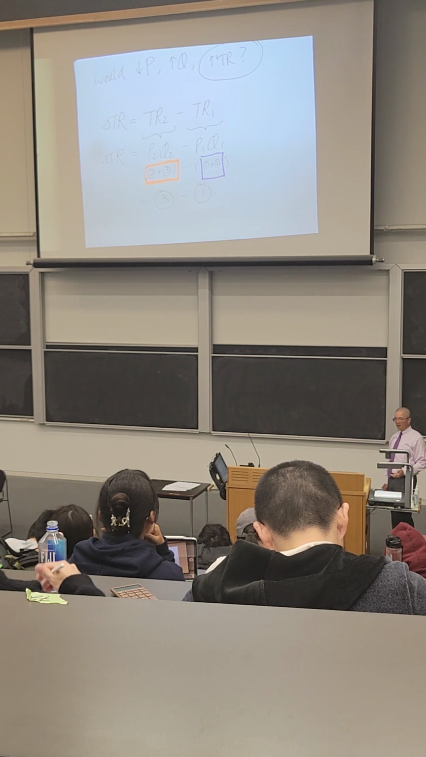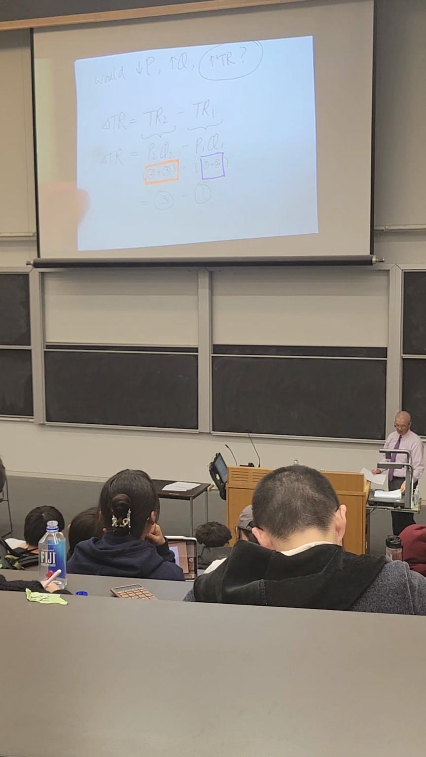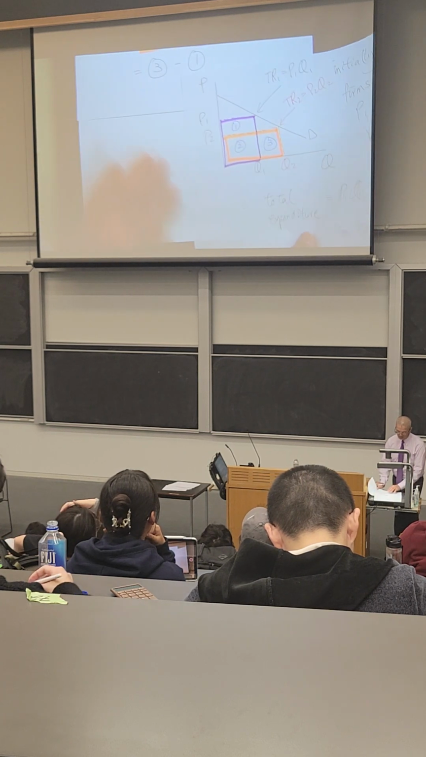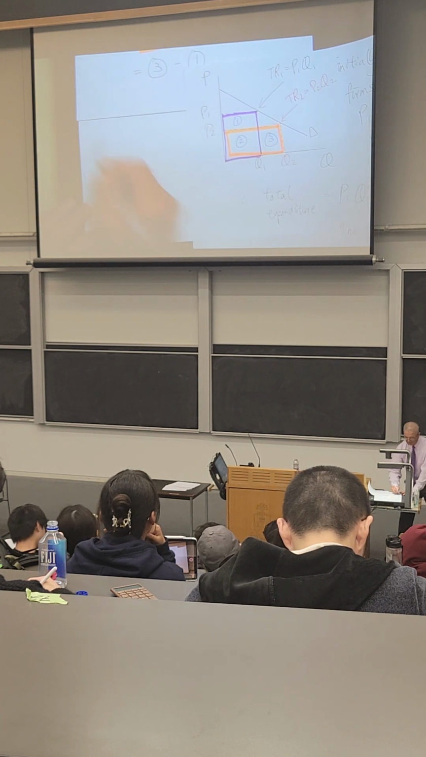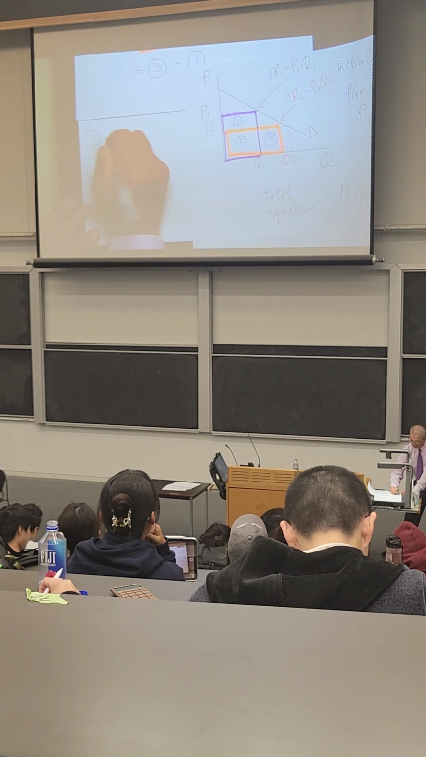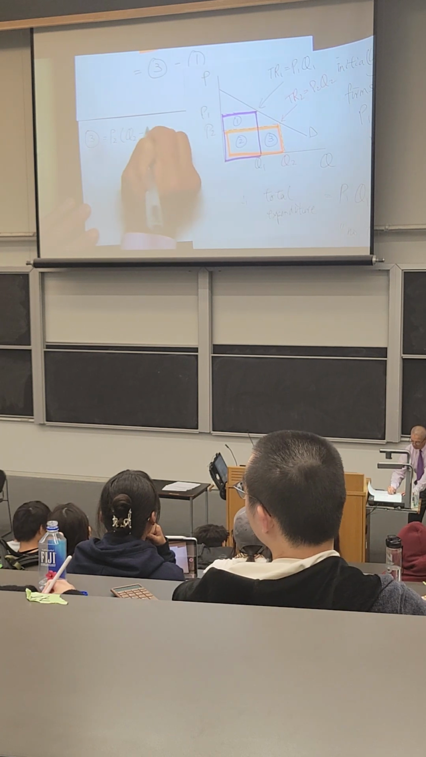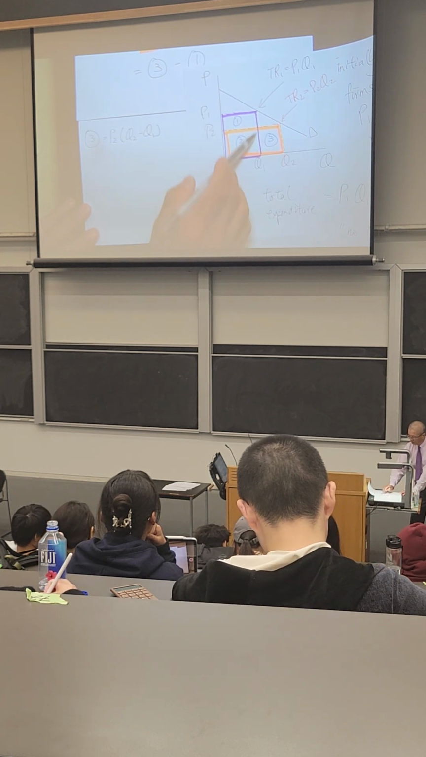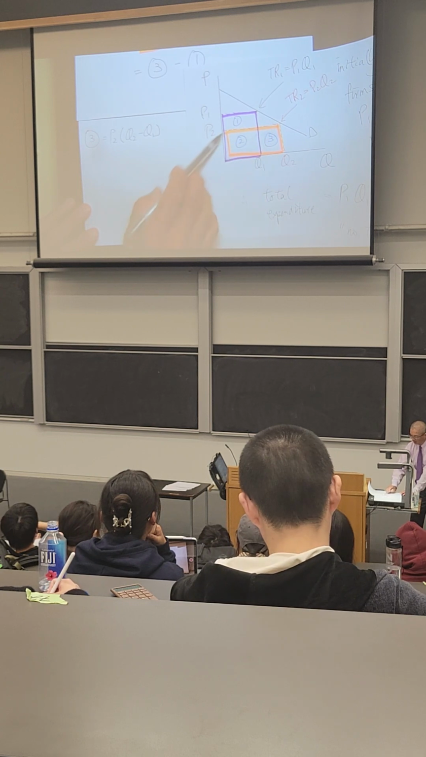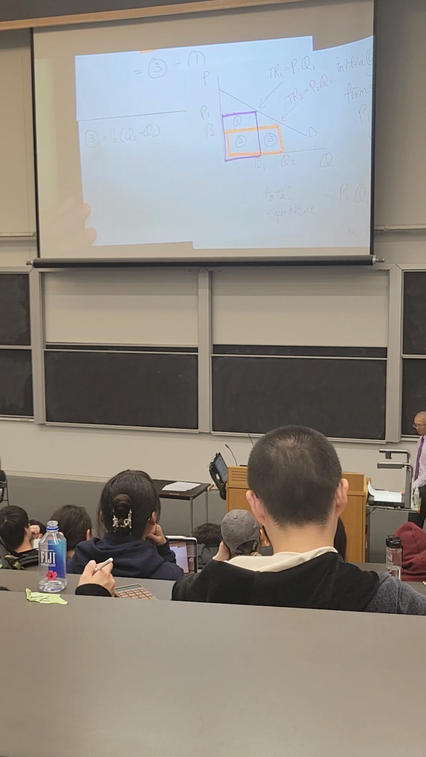What is area 3 and what is area 1? Let's look at the graph. Area 3, the height is P2. The base is Q2 minus Q1. So this is area 3. The height is P2. The base is Q2 minus Q1.